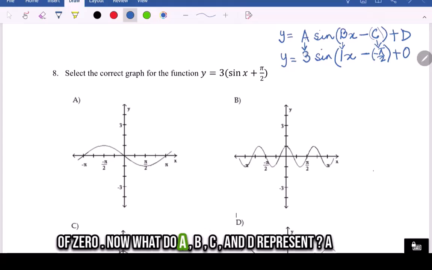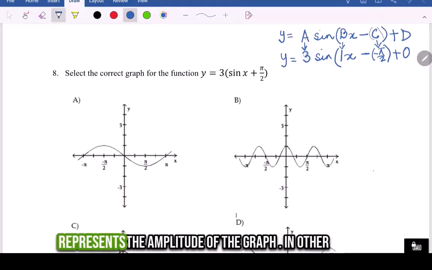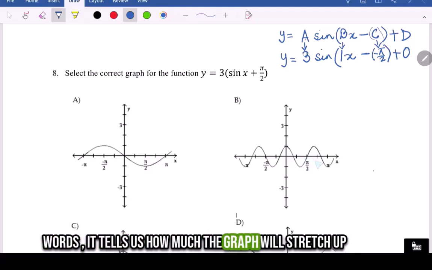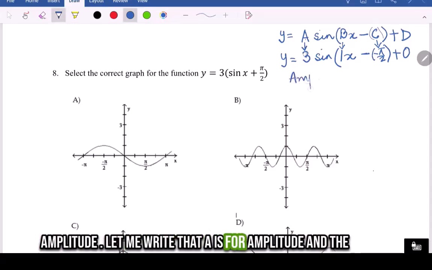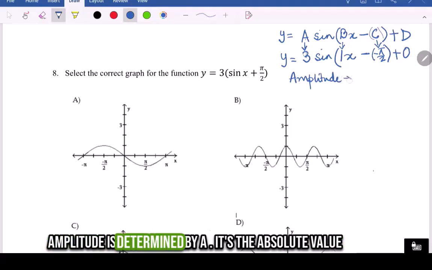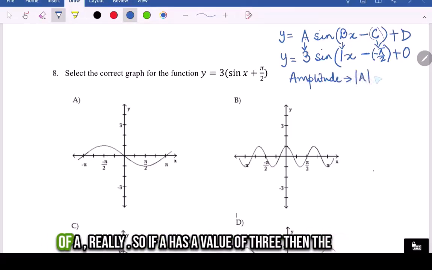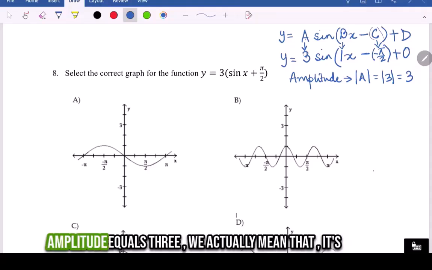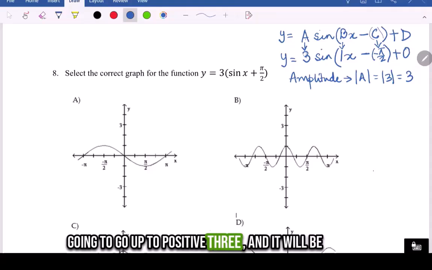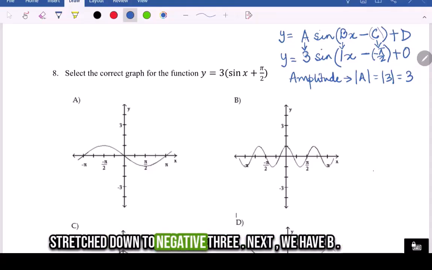Now, what do A, B, C, and D represent? A represents the amplitude of the graph. In other words, it tells us how much the graph will stretch up or be pulled down. All right, so A represents amplitude. Let me write that. A is for amplitude, and the amplitude is determined by A. It's the absolute value of A, really. So if A has a value of 3, then the amplitude of the graph is 3. All right. So by saying amplitude equals 3, we actually mean that it's going to go up to positive 3 and it will be stretched down to negative 3.